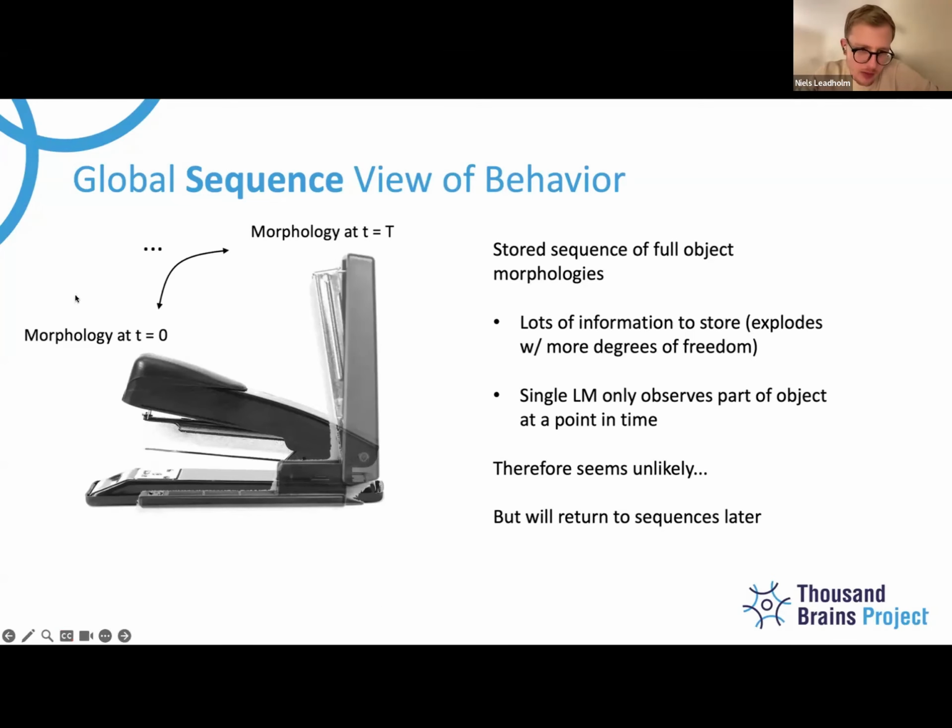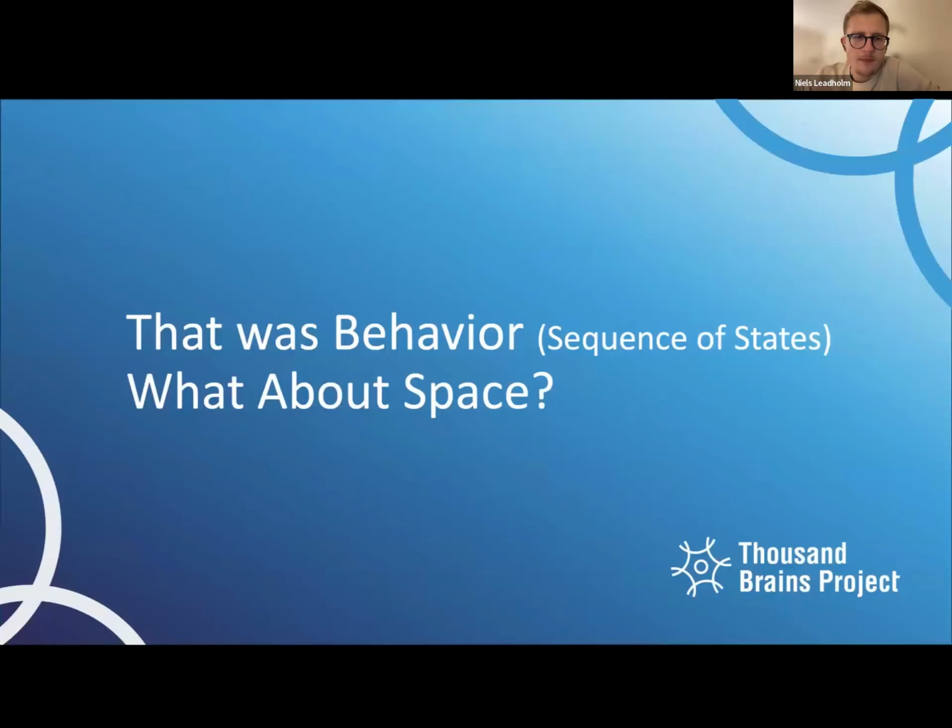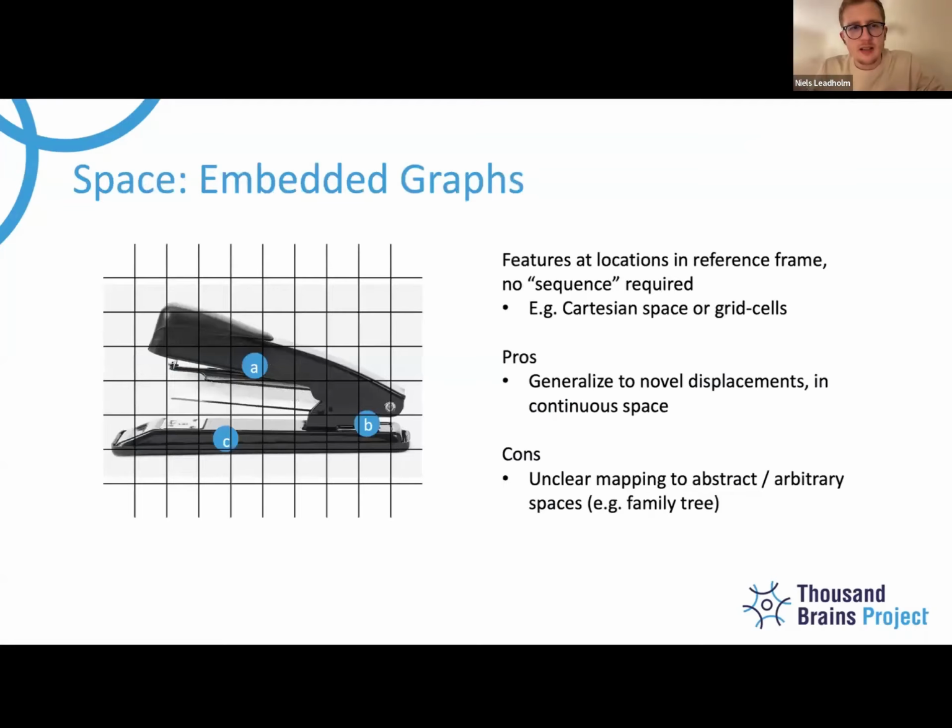Yeah. And so I definitely would also agree that a state like this isn't what we want. Okay, so that was a brief discussion of behavior, sequence of states. What about space? One way we can think about reference frames and how morphology is represented is what I'm going to tentatively call an embedded graph. So features at locations in a reference frame, where this is embedded in some defined space like Cartesian space or grid cells. And this is what we're currently doing with features at locations.